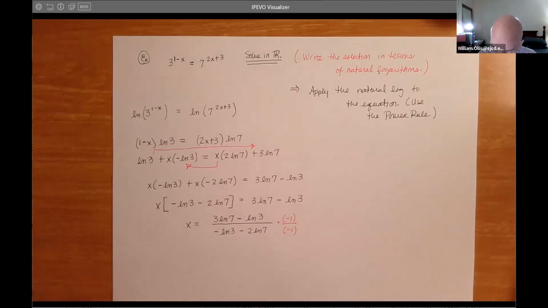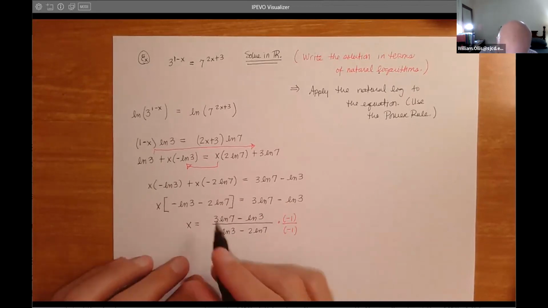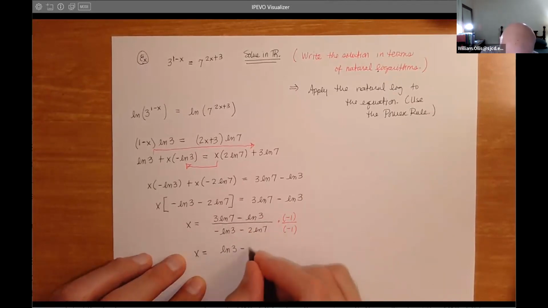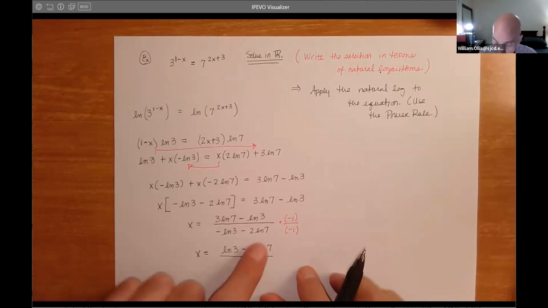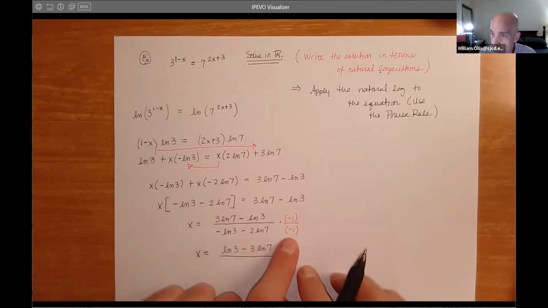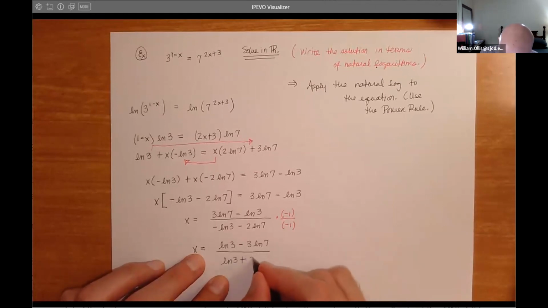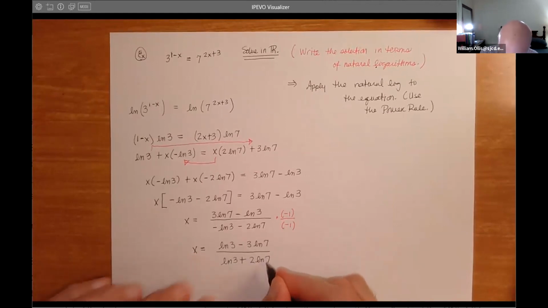But maybe you're looking at the answer choices and you see that you've got a more selective choice, which is eradicating the negatives. So now we'll have x equals, so again, this becomes positive, natural log of 3 minus 3 times the natural log of 7. And then, of course, downstairs, both of these negatives will be retired by that negative. So this will be log 3 plus 2 log 7.